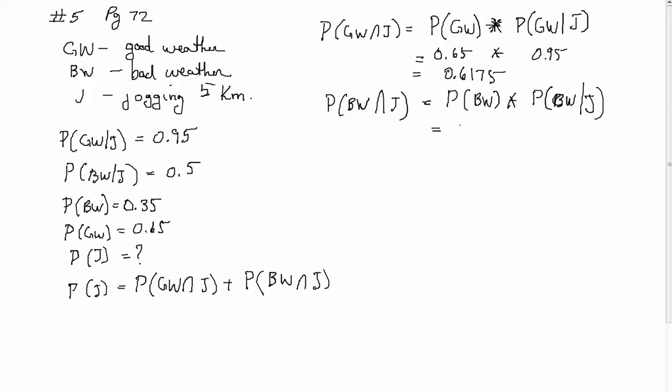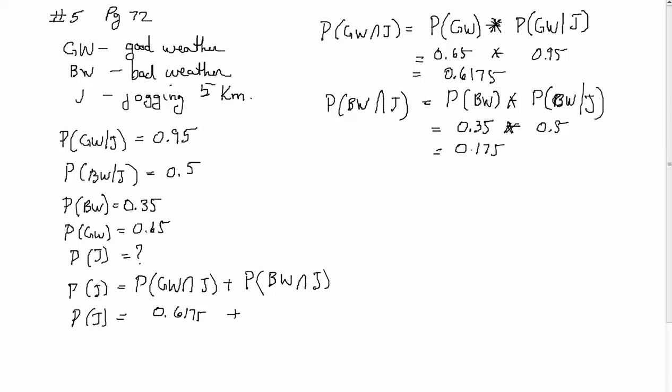And so we take 0.35, that's the probability of rain or bad weather, times the probability that she'll jog if there's bad weather, and that's 0.175.